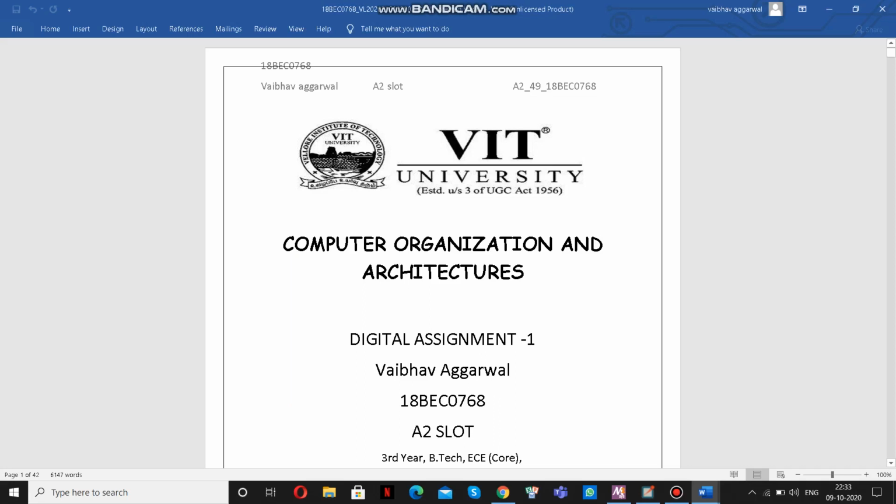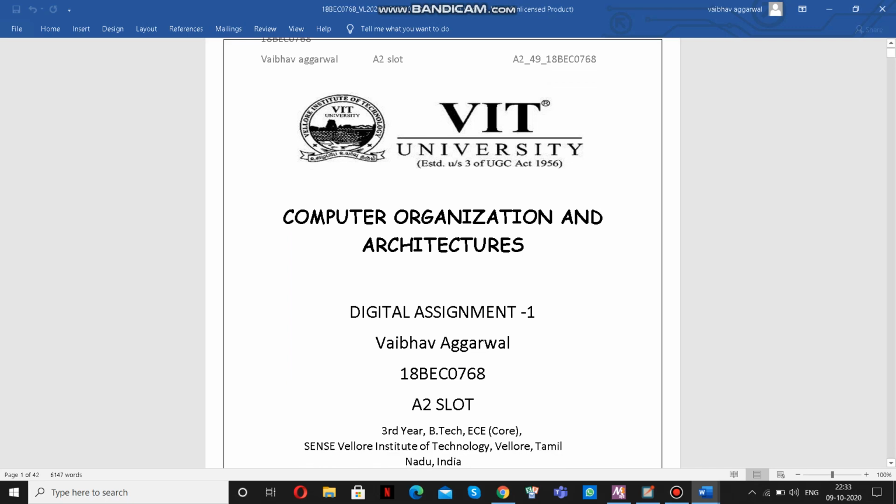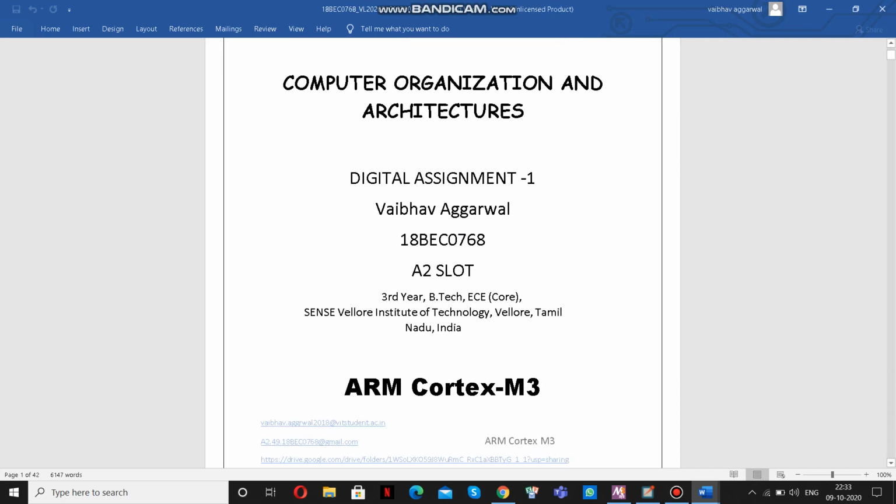Good morning, everyone. Today, I, Vaibhav Agarwal from VIT University, will be explaining a topic, a microprocessor, in detail. The topic of the subject or the course is Computer Organization and Architecture. The microprocessor which I have chosen is ARM Cortex M3.